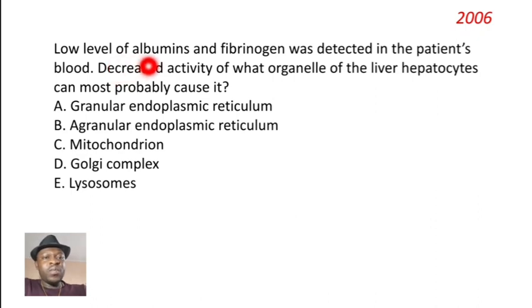Low level of albumin and fibrinogen was detected in the patient's blood. Decreased activity of what organelle of the liver hepatocyte can most probably cause it? Here albumin and fibrinogen are proteins, right? So if they are decreased, there is a disorder in what? In protein synthesis.